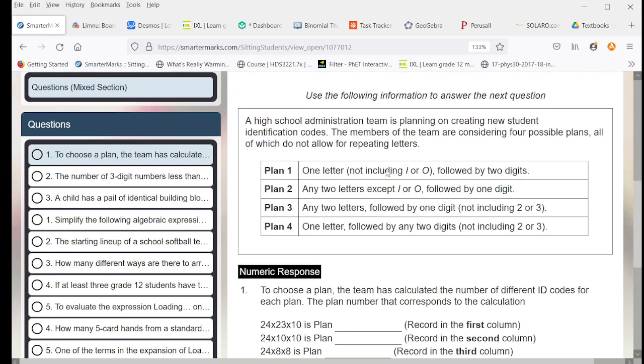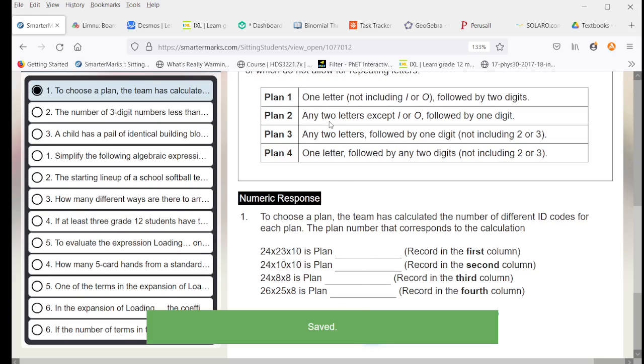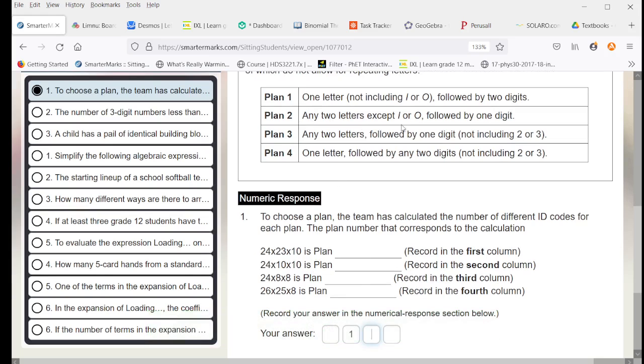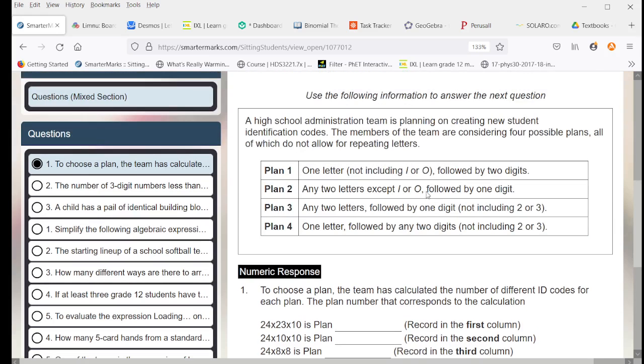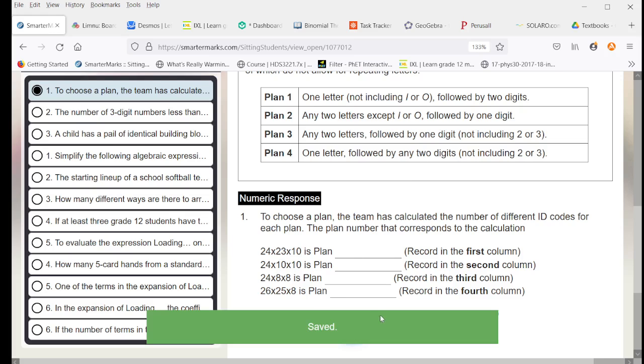So in each case, plan 1 here, we've got 1 letter, not including I or O, followed by 2 digits. That's 24 letters to choose from, then 10 options and 10 options. So plan 1 is in the second column. Plan 2, any 2 letters except I or O, followed by 1 digit. So notice here, letters are not allowed to repeat, numbers are. So 2 letters, that means we're starting with a 24 and 23, followed by a digit. So plan 2 is the first one.